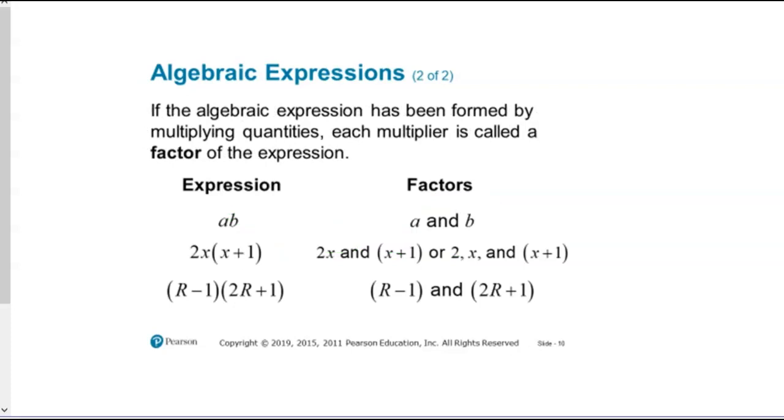Algebraic expressions are made up of factors. And so in the expression a times b over here, you have 2 factors. You have a and you have b. And so in the other expressions that you have here, such as 2x times x plus 1, you've got the factors 2x and x plus 1.